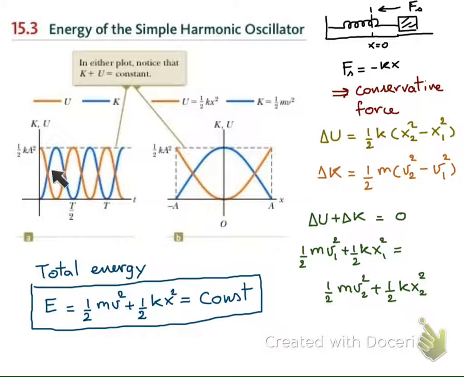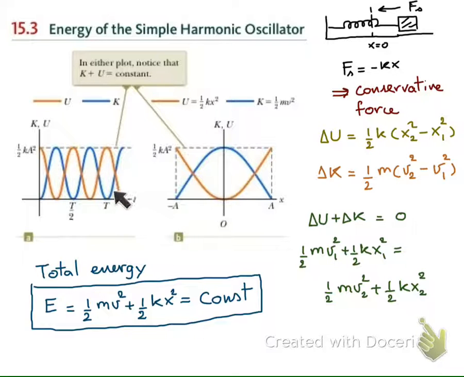When the kinetic energy reaches the maximum value, the potential energy reaches the minimum value, which is 0, and then it's reversed. That is, the kinetic energy goes down and the potential energy goes up. This is the variation of the kinetic energy and potential energy in time.